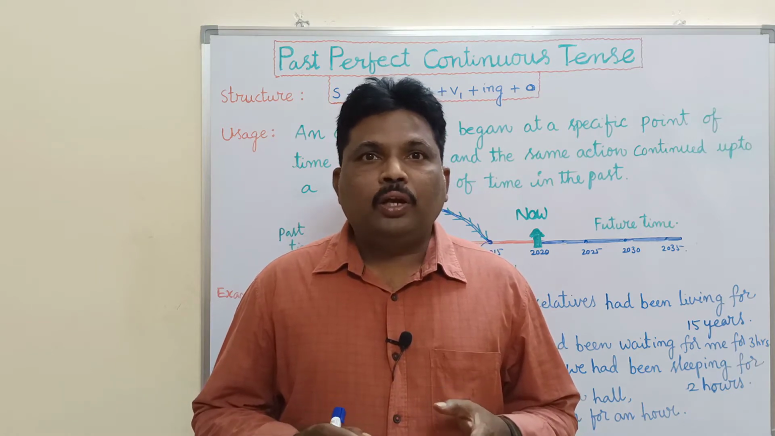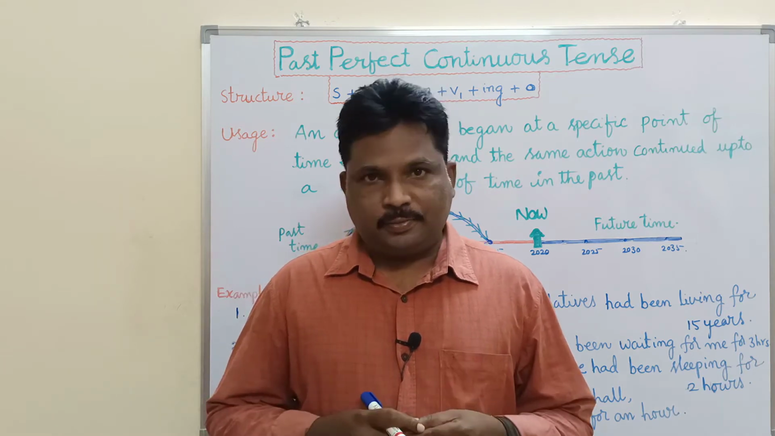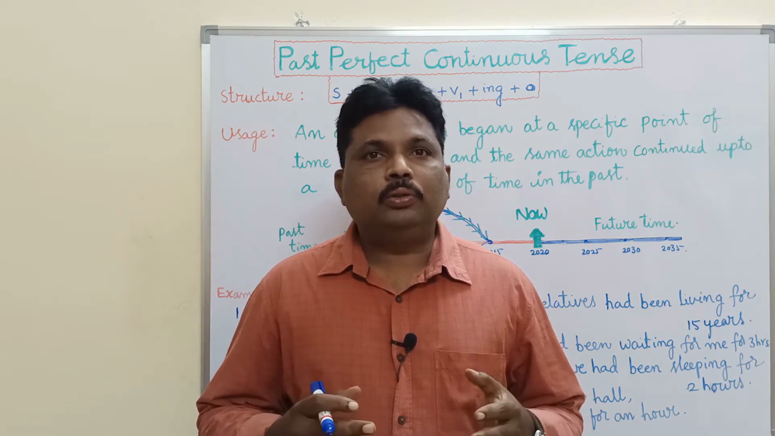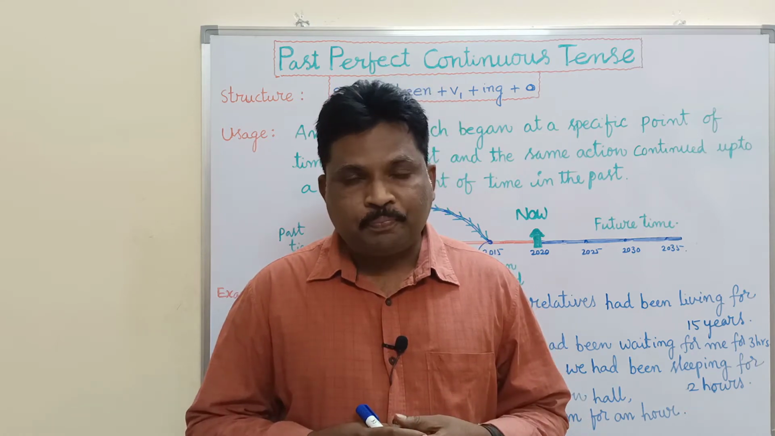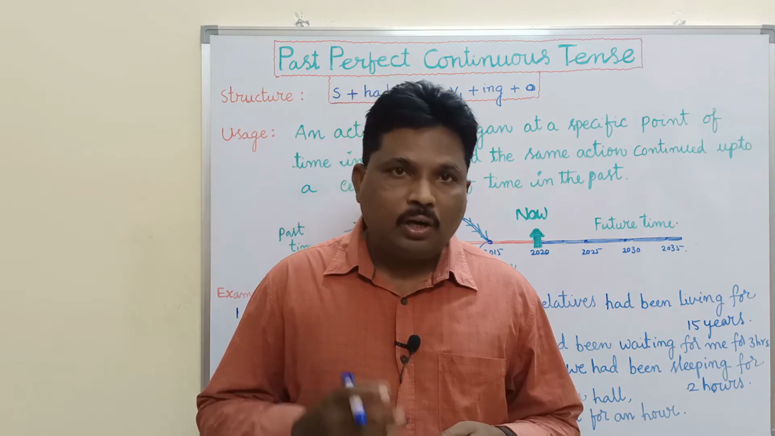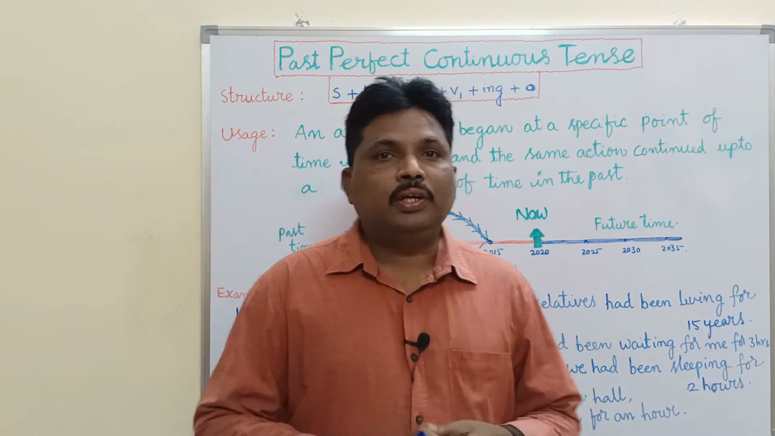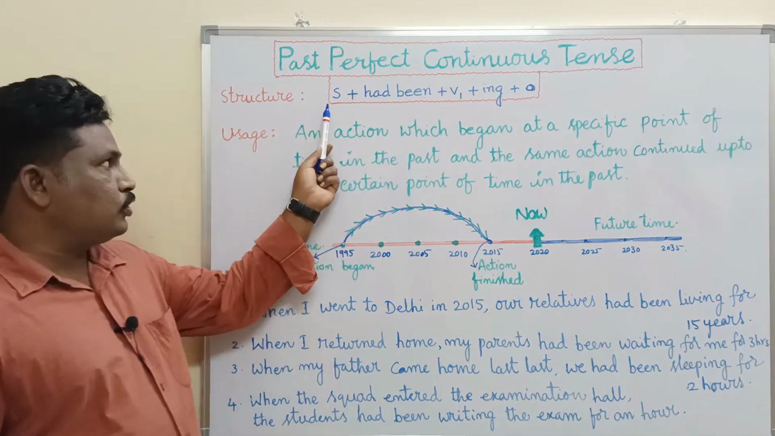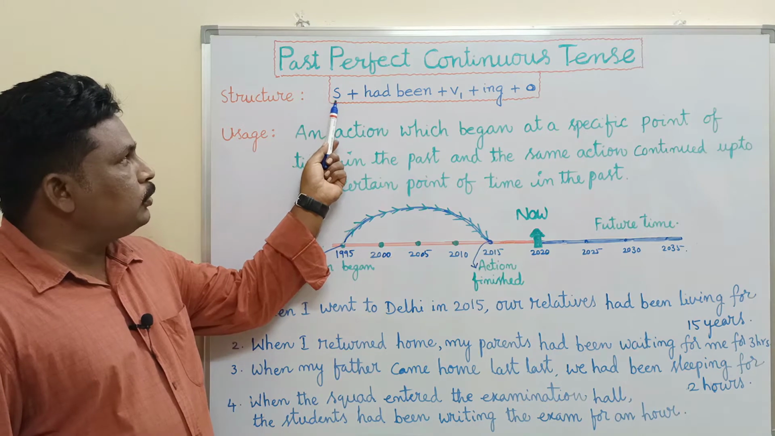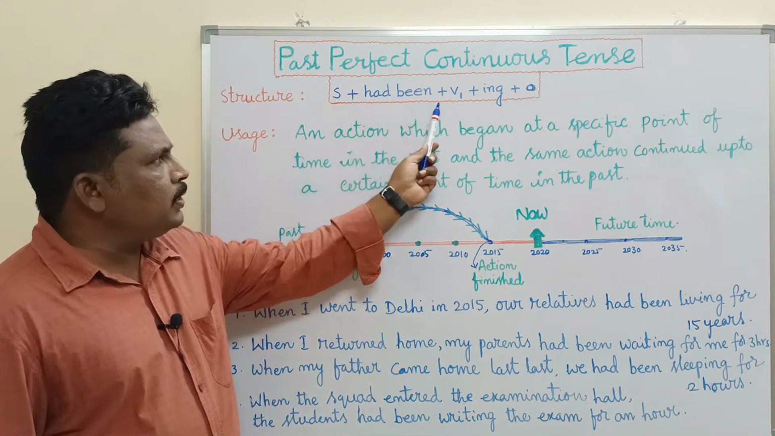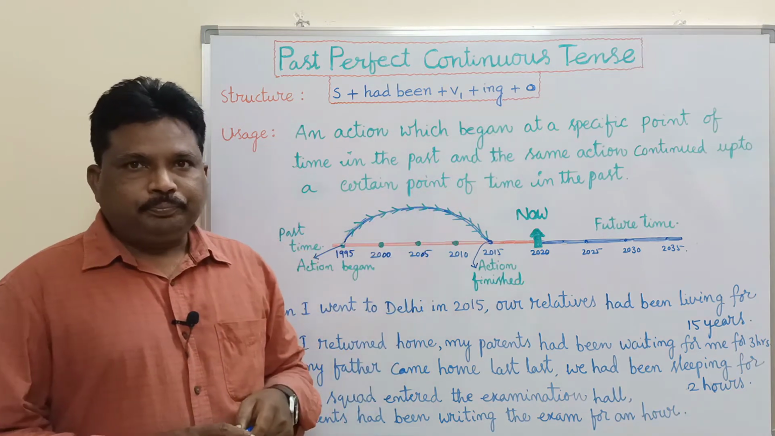Now we are going to see past perfect continuous tense. Before we go to the usage of past perfect continuous tense, let us know the form of the verb or the structure of past perfect continuous tense. Look at this structure. The structure or the form of the verb is subject plus had been plus V1 plus ing form plus object.